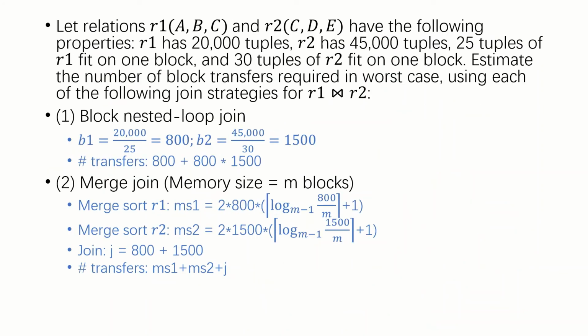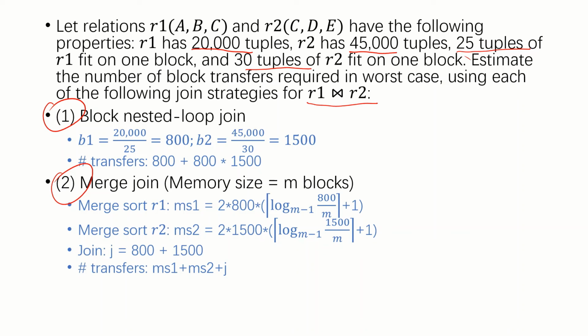Let's look at this example. I have two relations, R1 (A, B, C) and R2 (C, D, E), and they have the following properties. R1 has 20,000 tuples, R2 has 45,000 tuples. 25 tuples of R1 fit into one block, 30 tuples of R2 fit into one block. Estimate the number of block transfers required in the worst case when I want to do a join of R1 and R2, and I'm going to do it in both ways. The first way is a block nested loop join. The second way is a merge join.